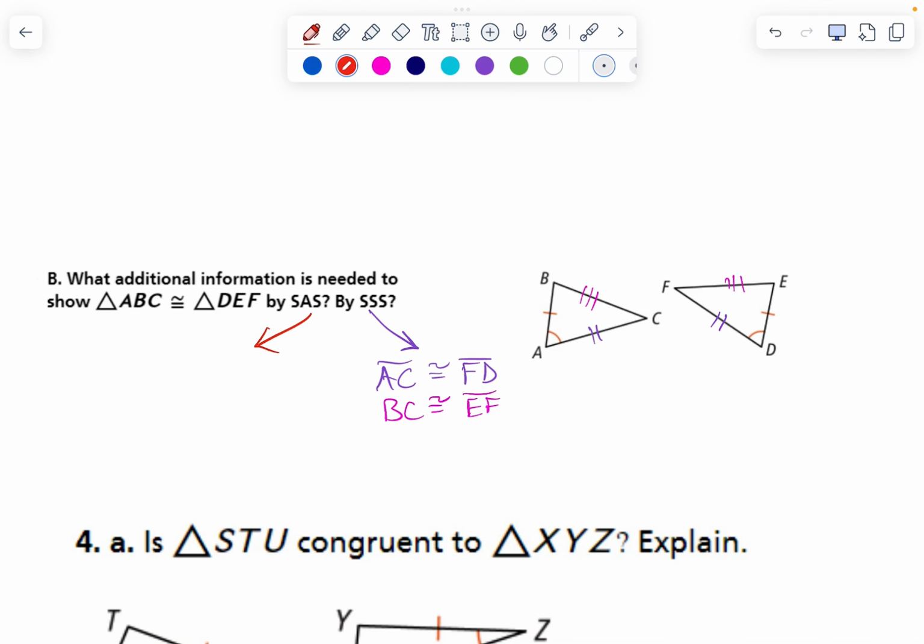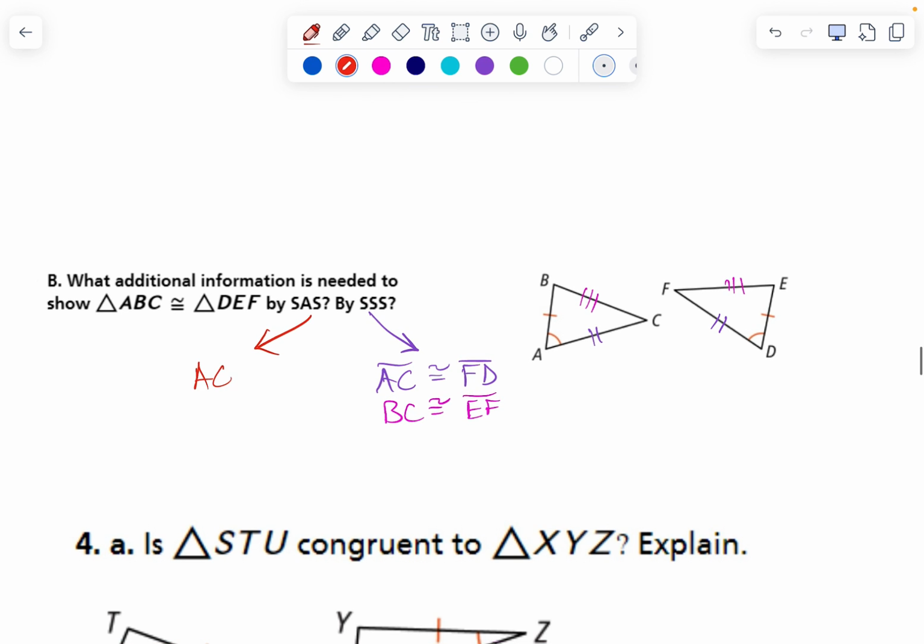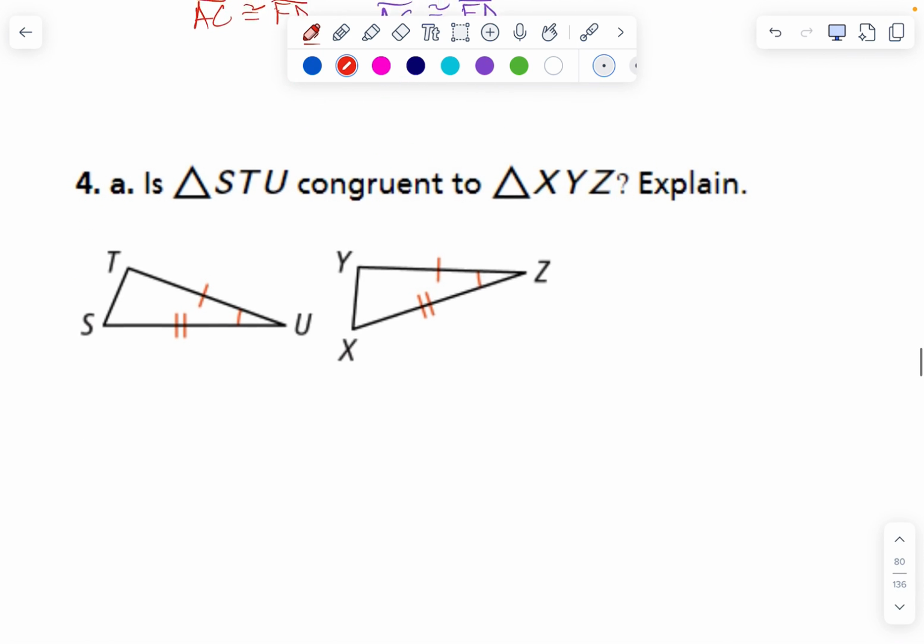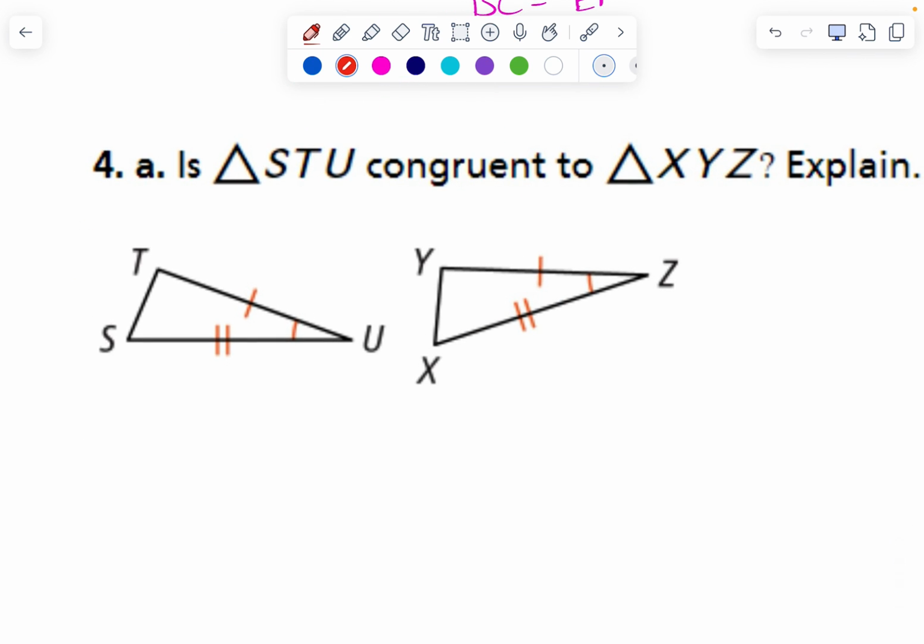We're given that BA and ED are congruent. So what would be the other thing we would need to know? Did you say DC? AC. Oh, okay. Yeah, AC congruent to FD. All right, good. Which version is this? That's SAS, right?